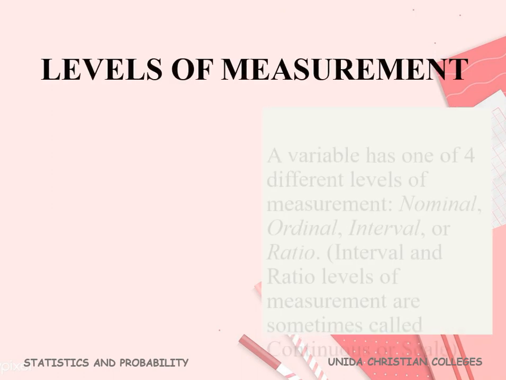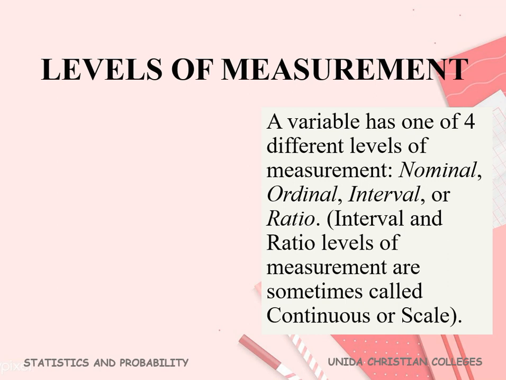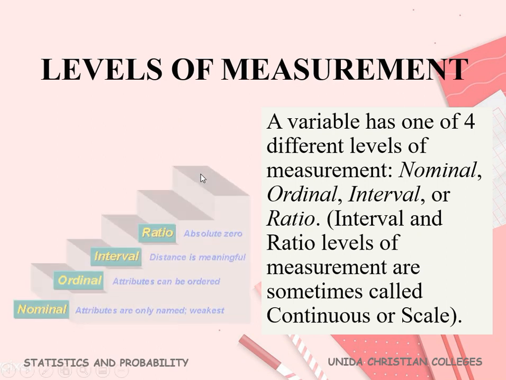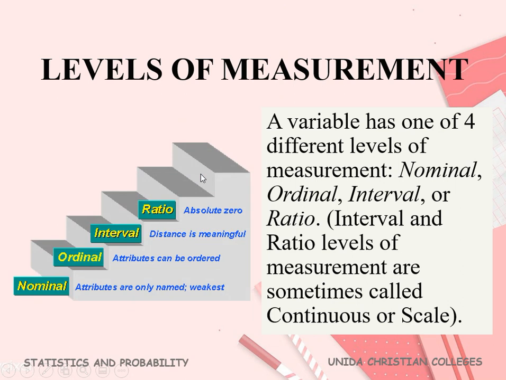So a variable has one of the different levels of measurement. We have the nominal, ordinal, interval, or ratio. So interval and ratio levels of measurement are sometimes called the continuous or scale. So when we go back to our lesson last week, we discussed the qualitative and quantitative. So that's what we will remember when we talk about levels of measurement.